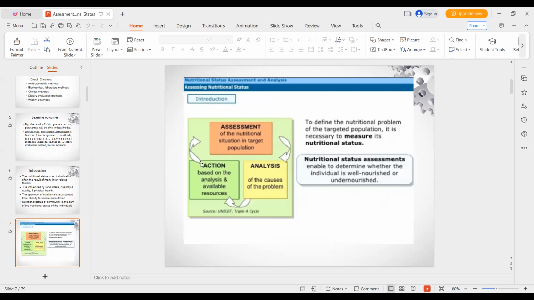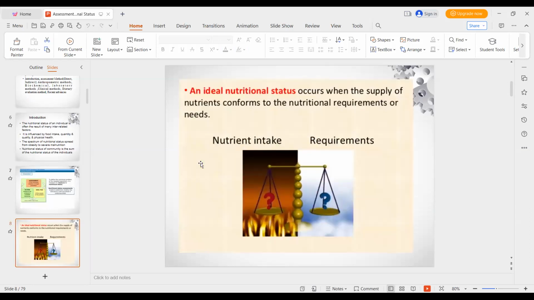This is the introduction to define the nutritional problem of the targeted population. It is necessary to measure the nutritional status. Nutritional status assessment enables us to determine whether the individual is well nourished or undernourished. First of all, assessment of the nutritional situation in the target population leads to analysis of the cause of problems and then action, based on the analysis and available resources.